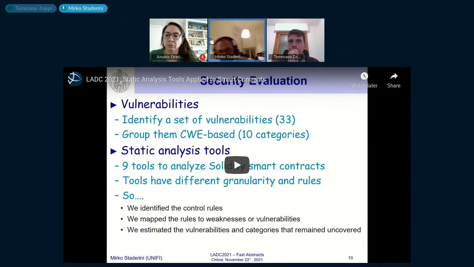Yes, thanks, Tommaso, for the question. This is a very nice problem because the tool that has the best performance related to coverage is also the tool that provides a huge amount of false positives. So at the end, if you want to have the highest coverage, you have to fight against the false positives.